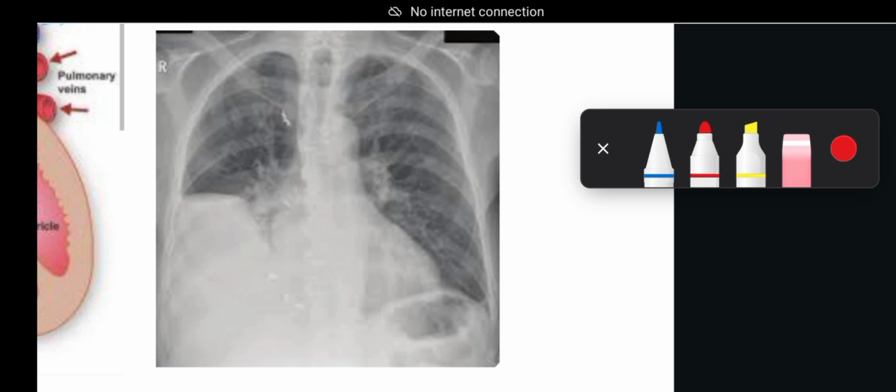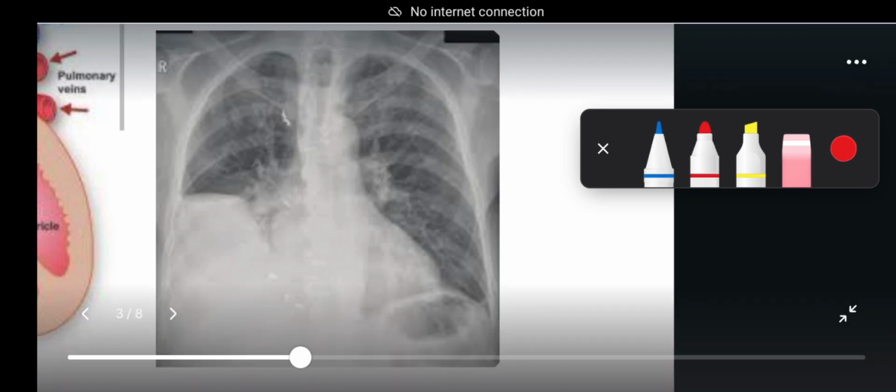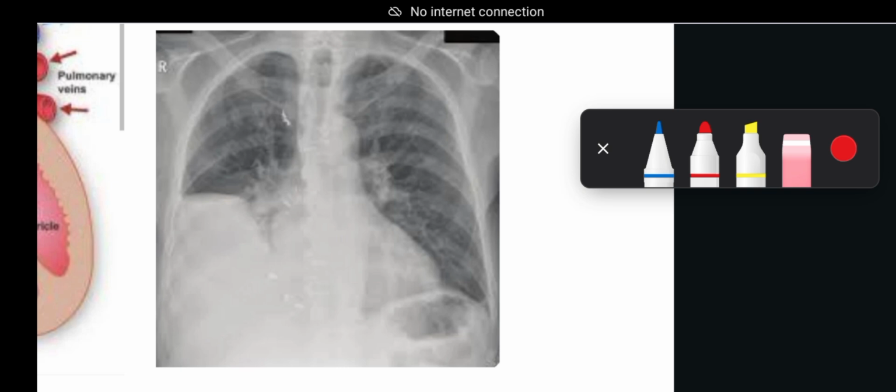This is a chest X-ray. So this is the heart. And this in here is a fluid. We'll look at it in a moment. Then this is the lungs area. You see this fluid is occupying part of the lung, of this right lung. This is a case of heart failure.